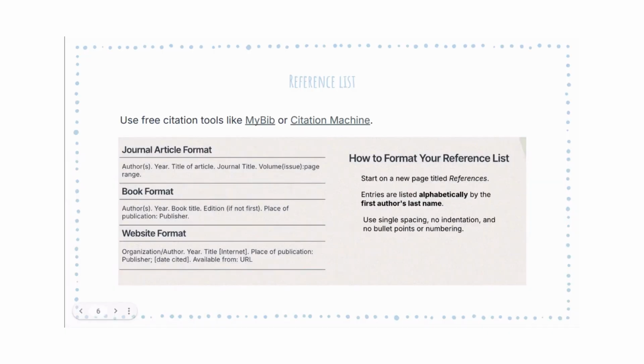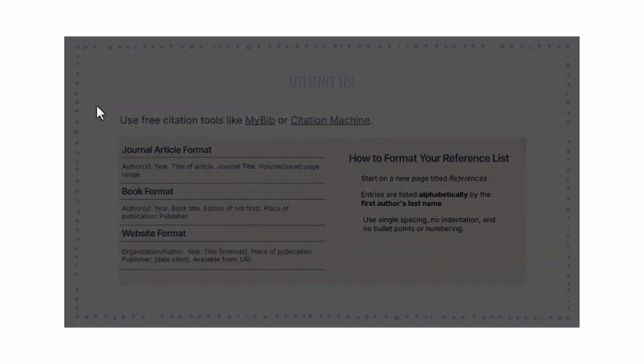Then at the end of your paper, you create a reference list on a new page. Each source you cited appears there alphabetically by the first author's last name. You can make this process easier by using free online citation tools such as MyBib or Citation Machine, which automatically generate citations in the CSE format.